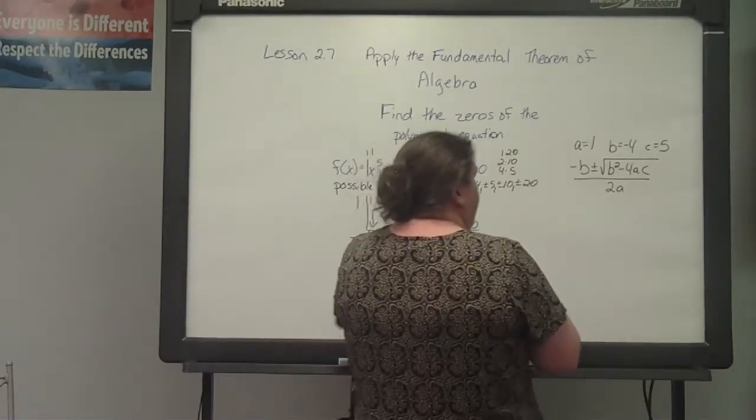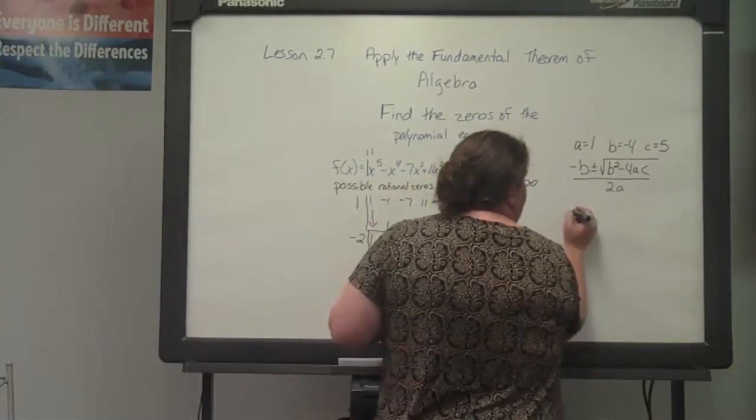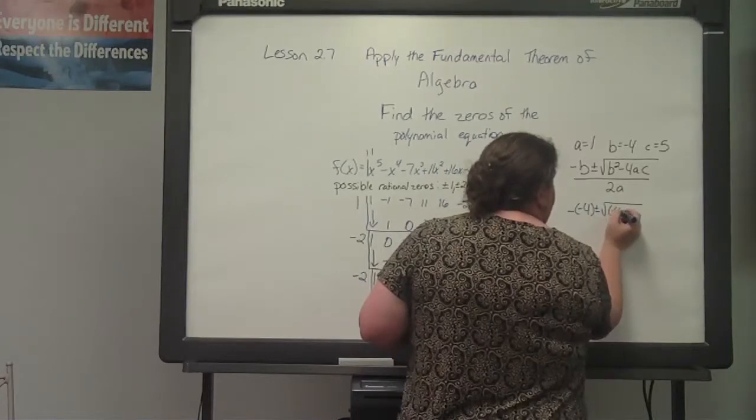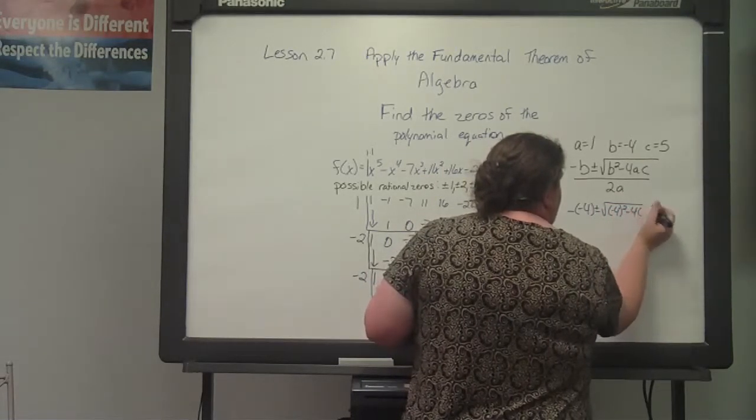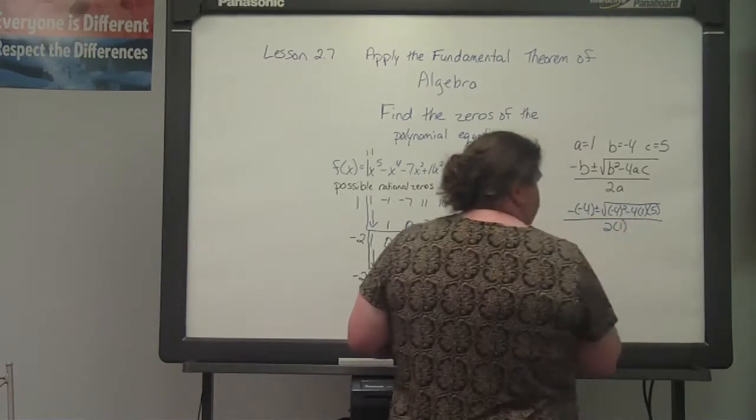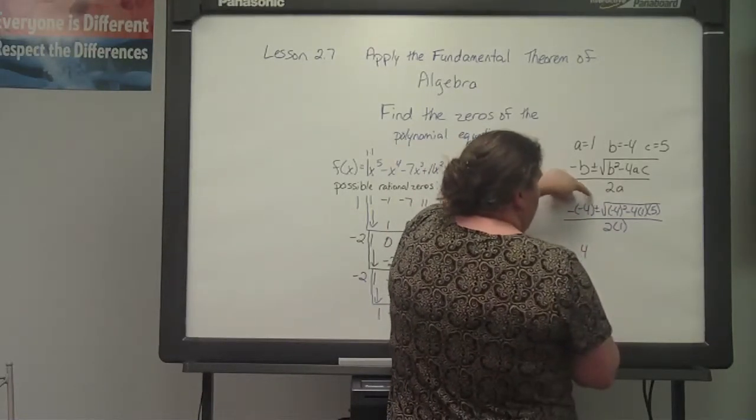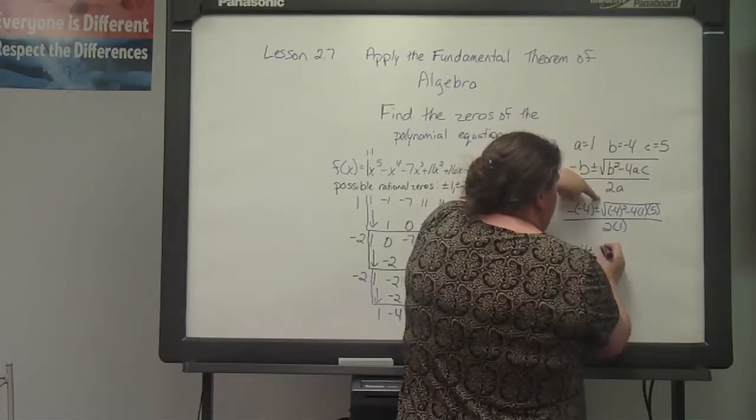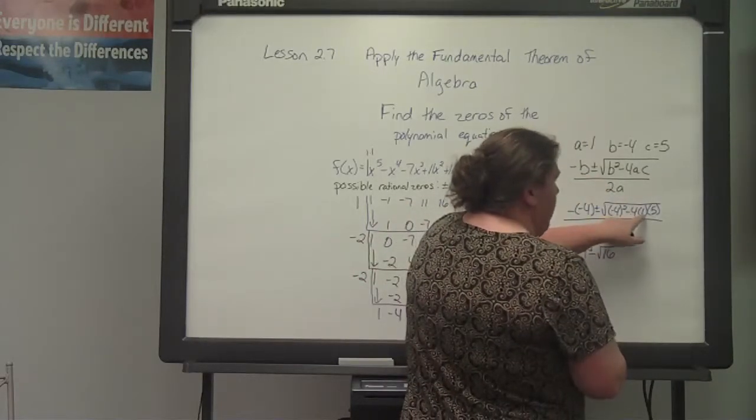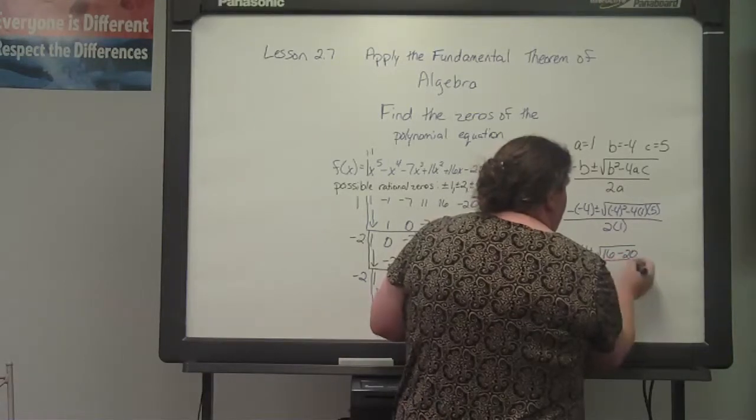So at this point, I'm going to go ahead and replace my a's and b's and c's with the numbers that I have. And so I have a -4 plus or minus the square root of a -4 squared minus 4 times 1 times 5 all over 2 times 1. A minus a -4 gives me a +4 plus or minus the square root of a -4 squared, which is 16, and then a -4 times 1 gives me a -4, and a -4 times 5 gives me a -20, and then all over 2.